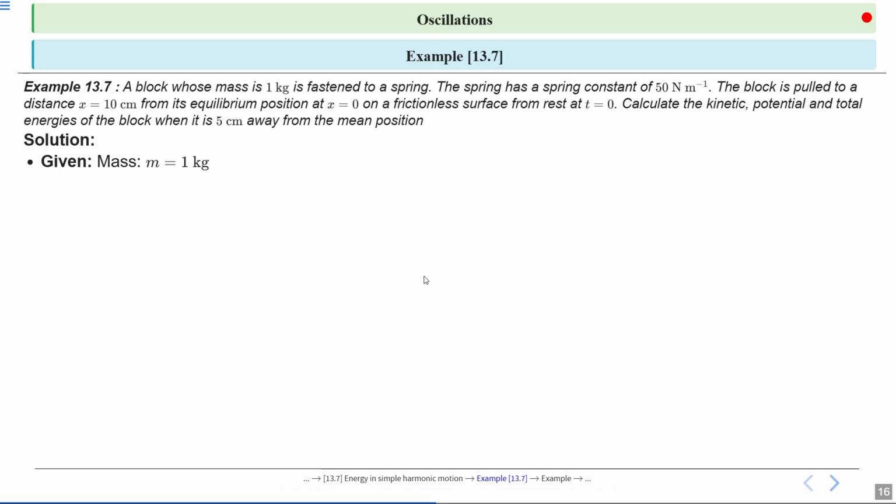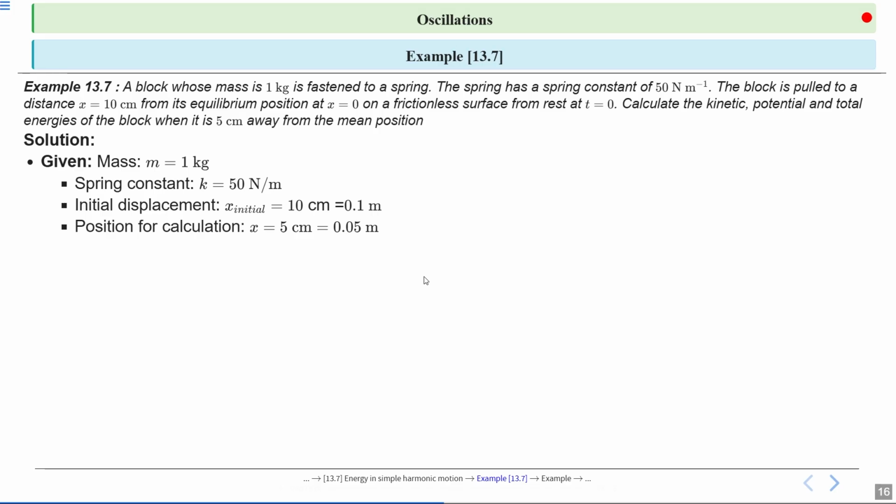First, let's list out the information given in the problem. The mass of the block is 1 kilogram. Spring constant k is equal to 50 newton per meter. Initial displacement is 10 centimeters, or in meters it will be 0.1 meter. Position for calculation is x equal to 5 centimeters. In meters it will be 0.05 meter.